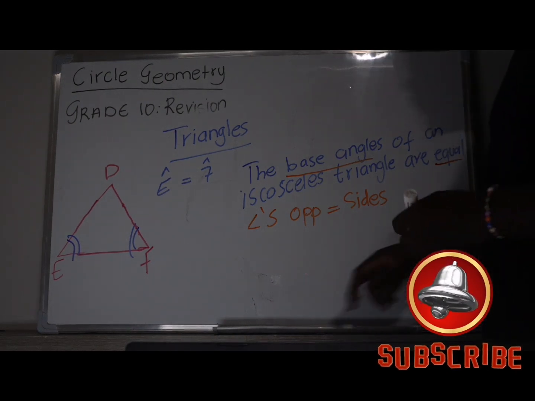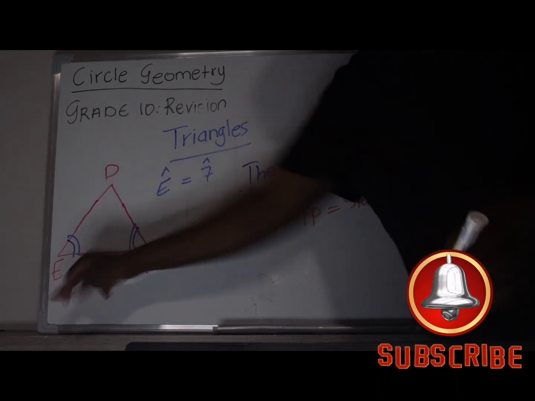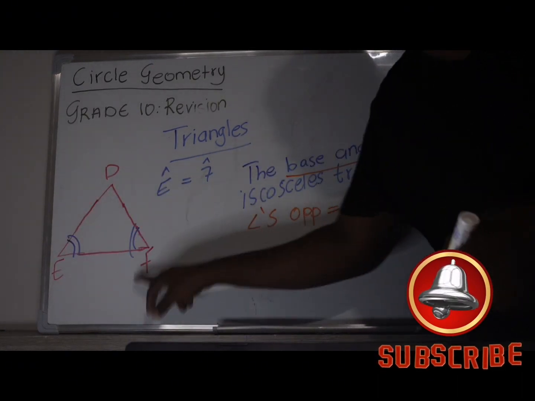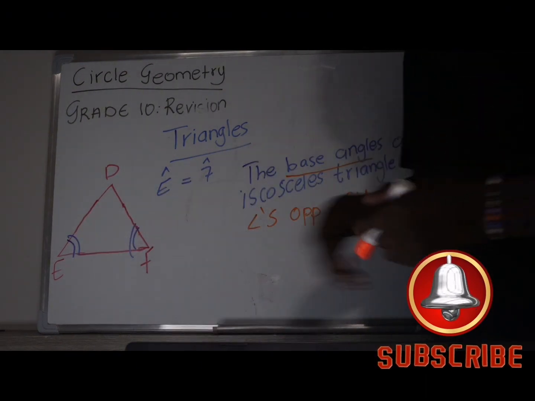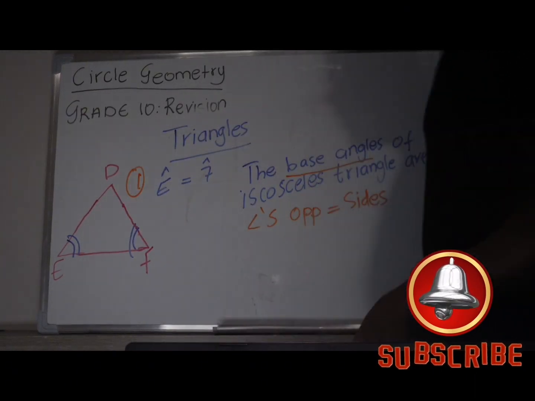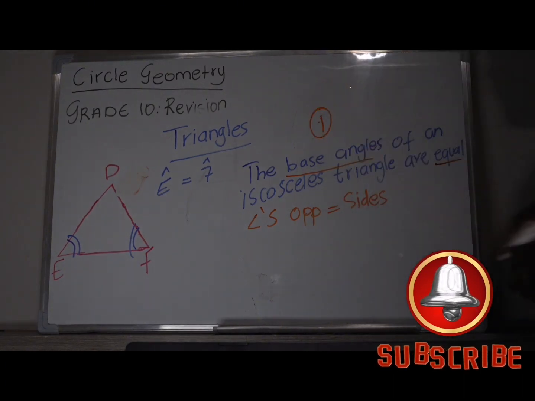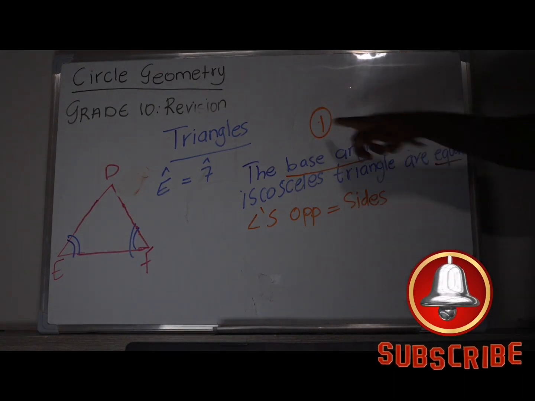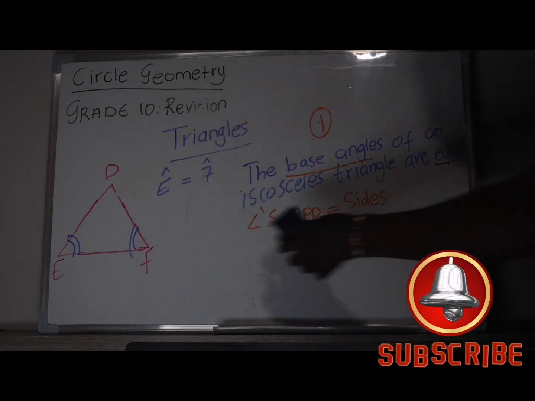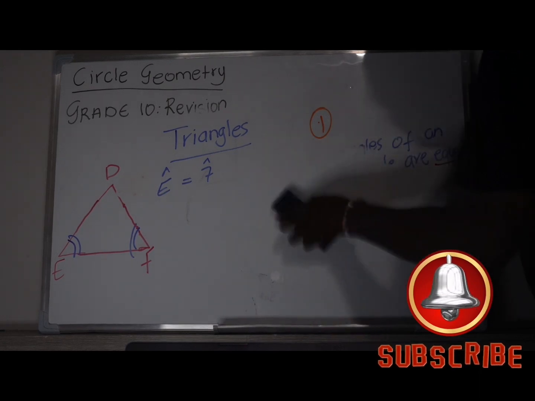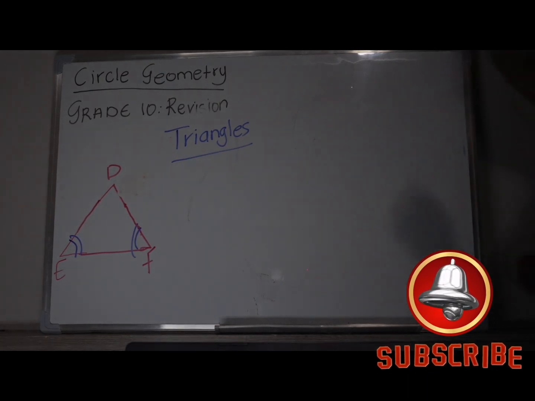Now, suppose these two sides are equal, it means these two angles are equal. This is the first statement, the first part of the triangle. Now to the second part, number 2.